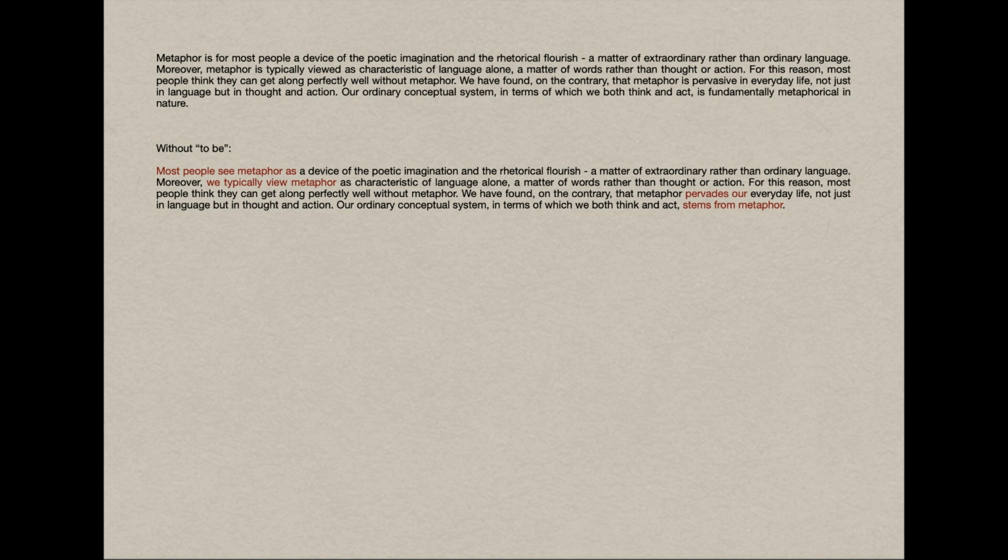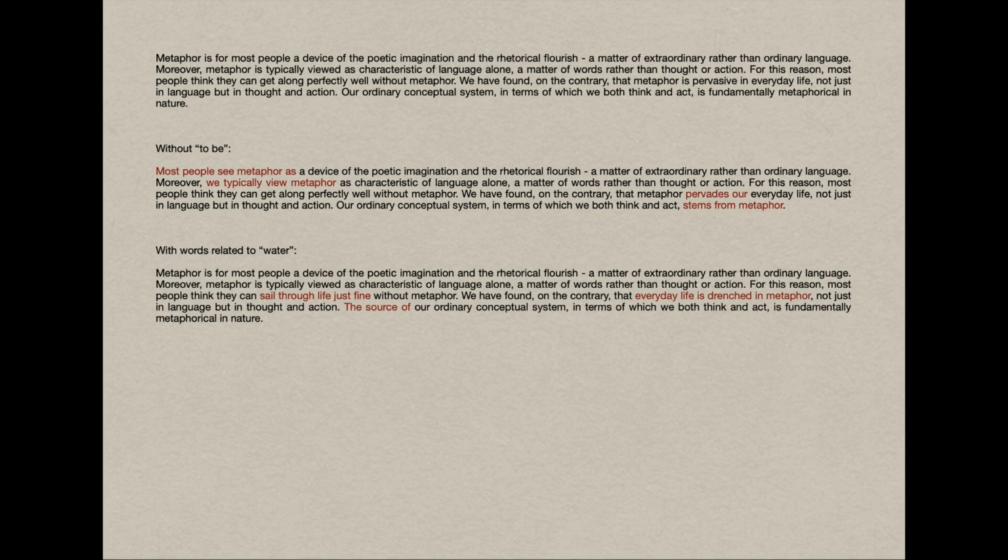Or in the fourth sentence where it says "metaphor is pervasive in everyday life," I might swap that out and say "metaphor pervades everyday life" instead. Or I could also use a more abstract rule, like, say, rewrite the text using as many words as possible related to water. And I might get something like this. Like, "metaphor is pervasive in everyday life." I might say something like, "everyday life is drenched in metaphor."